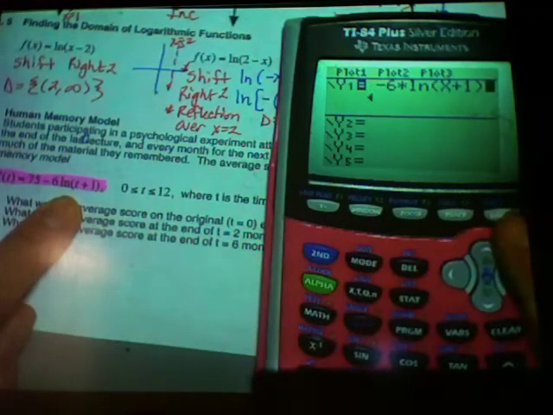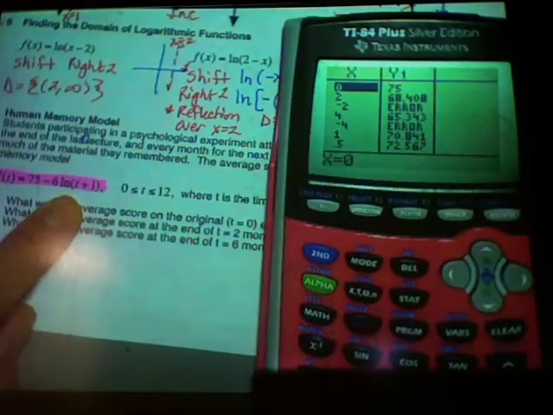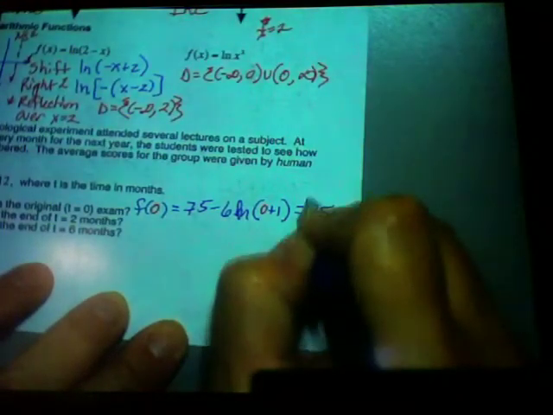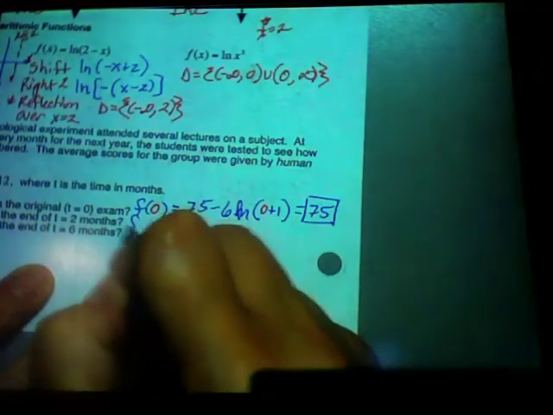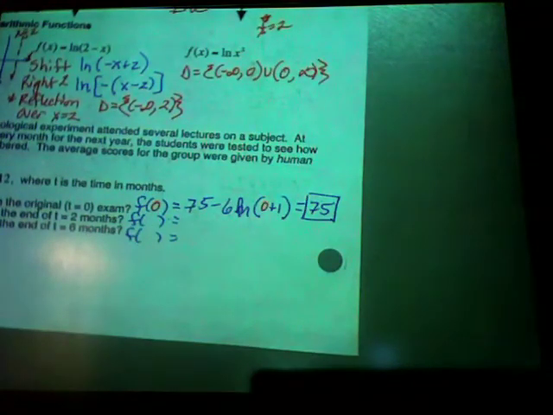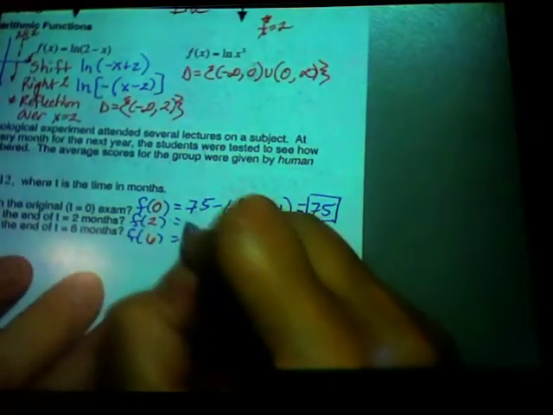So then all I have to do is go to my table of values and plug in, there's my 0 plugged in. So 0 is going to give me 75. So over here I get 75. And so then for these next ones, I'm going to put in 2 months and then 6 months. And I'll plug those into my table.